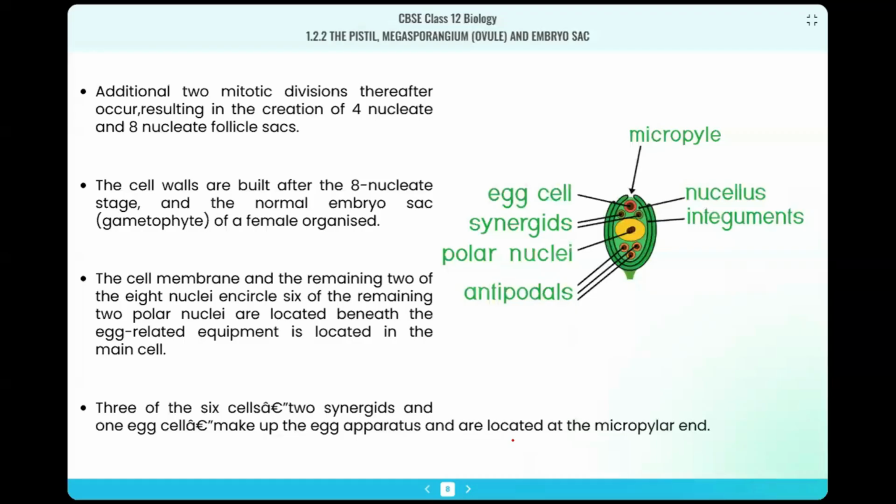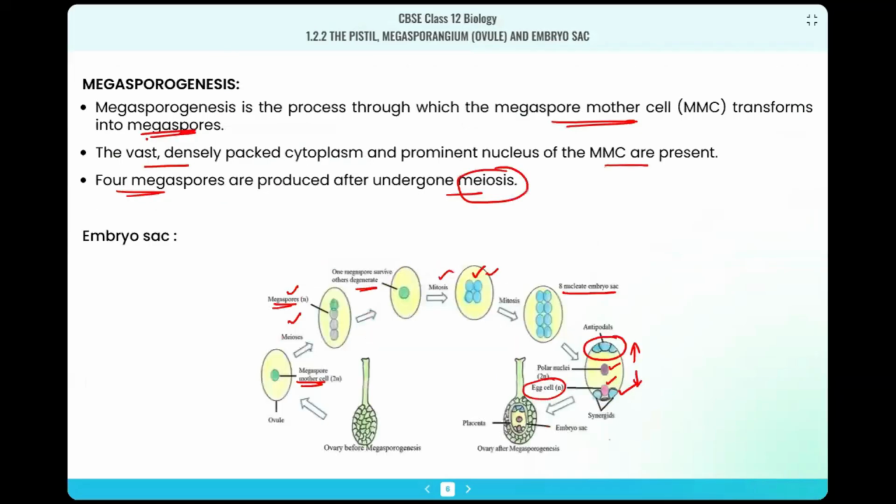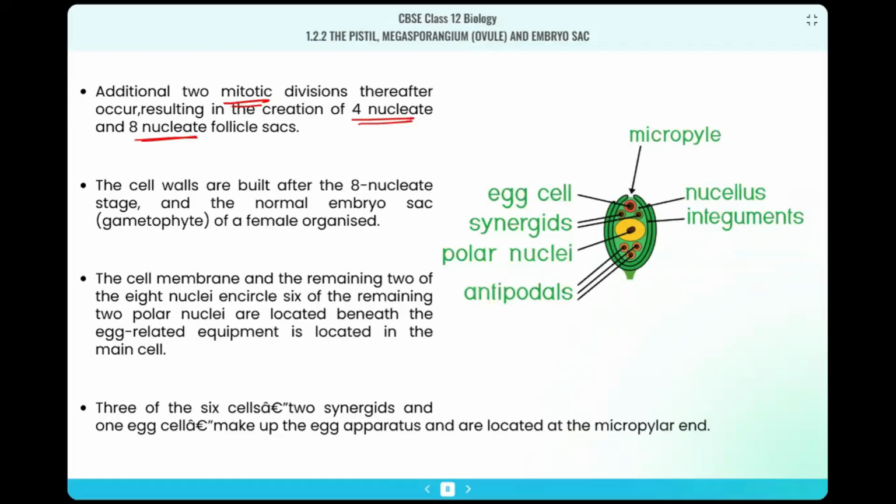As we discussed here, two mitotic divisions occur, resulting in the creation of four nucleate and eight nucleate embryo sacs. We have seen here that first it was four, then it underwent mitosis and formed an eight nucleate embryo sac. Now the cell walls are built after the eight nucleate stage, and the normal embryo sac, that is the female gametophyte, is organized. So after this mitotic division, they result in four nucleate cells, then eight nucleate cells. After that, the cell walls are formed.